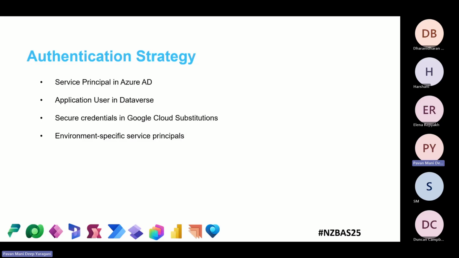And for security purposes, we can use Google Cloud substitution variables, like a configuration where we give those substitution variables in our pipeline, and we can pass that substitution from the Google Cloud platform. Also, we can specify environment-specific service principals in our approach.